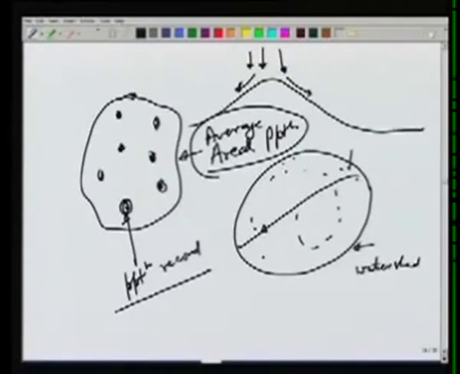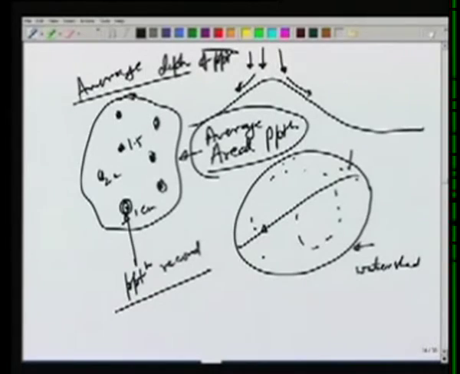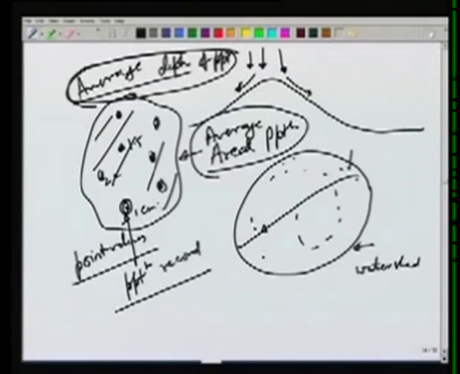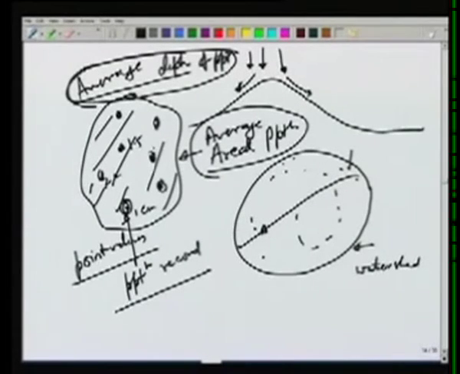For example, if this gauge collects 1 centimeter of rain, this collects 2 centimeters, this collects 1.5, then over the entire area, what could be assumed as an average depth of precipitation? So our next aim would be to look at how to convert the point values to an average depth of precipitation over the entire area. And typically when we talk about this area, it should be of uniform characteristic. It may not correspond to the catchment area for a river, but it should be of uniform climatological conditions so that we can compare the records of different rain gauges.